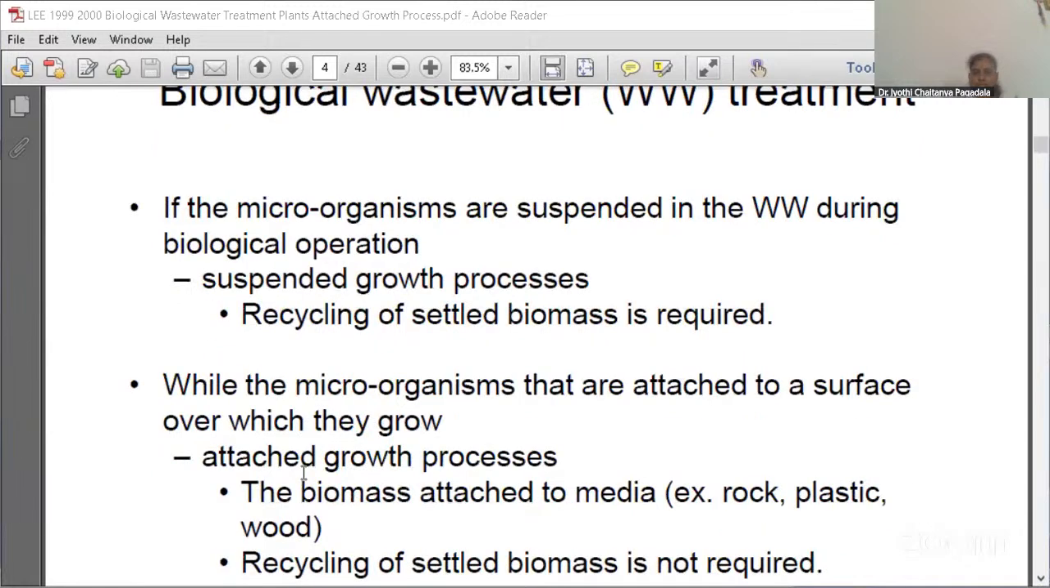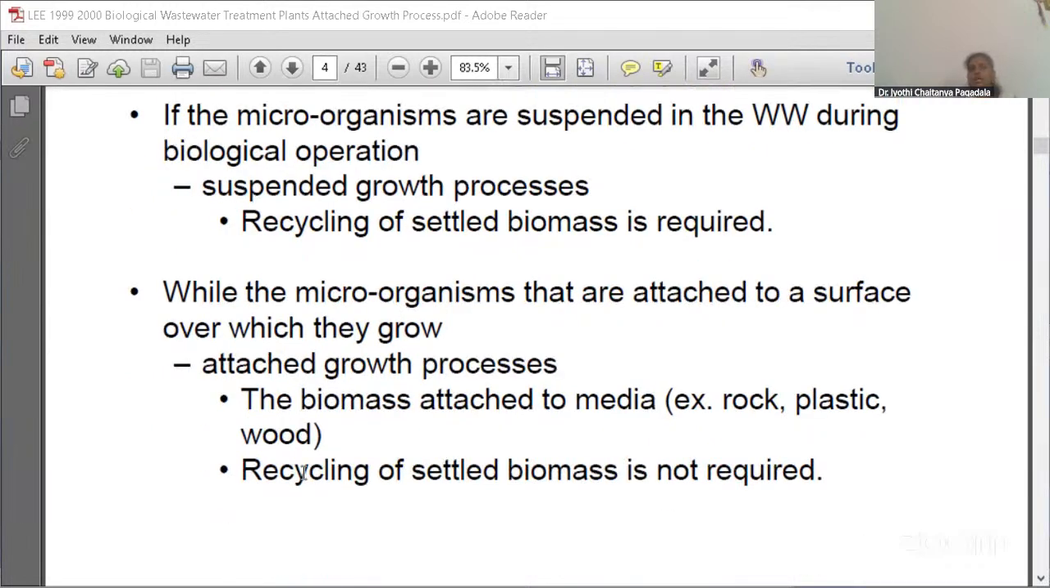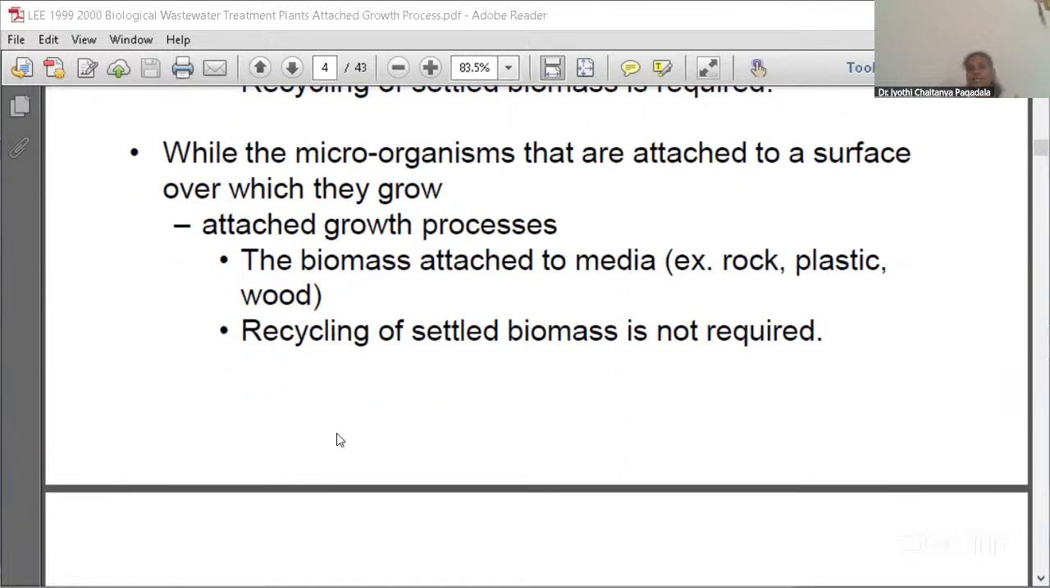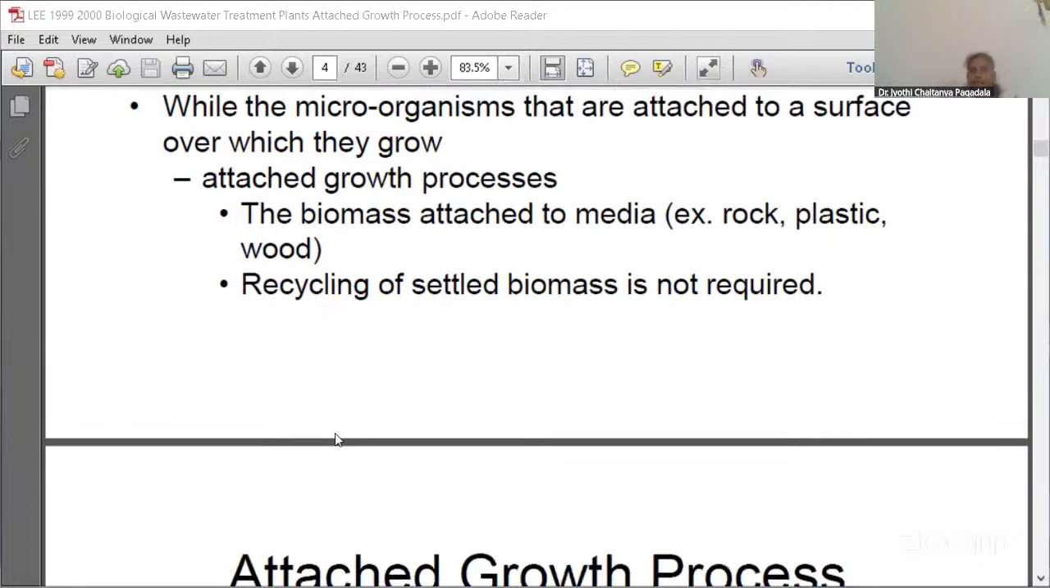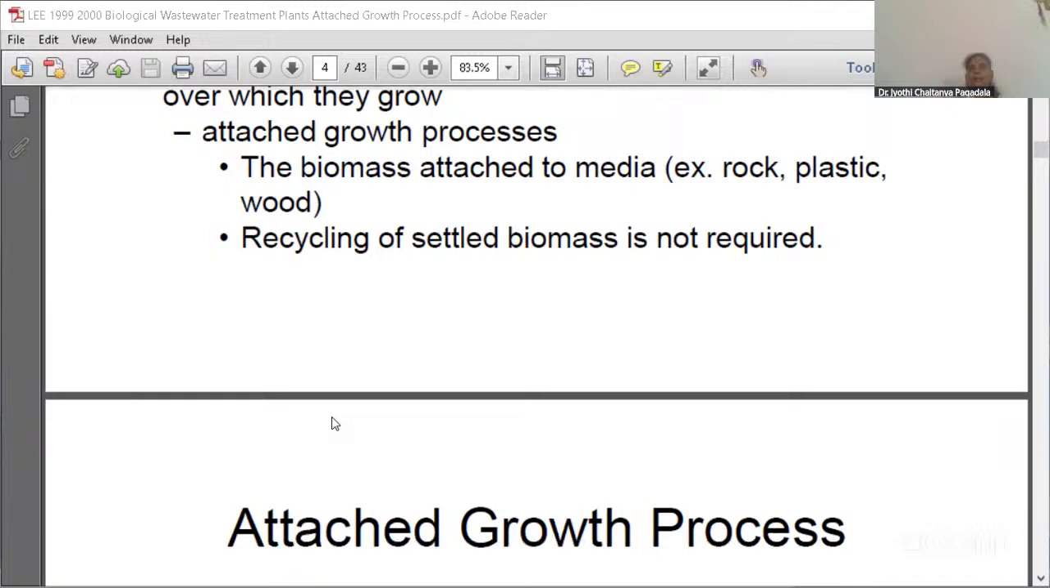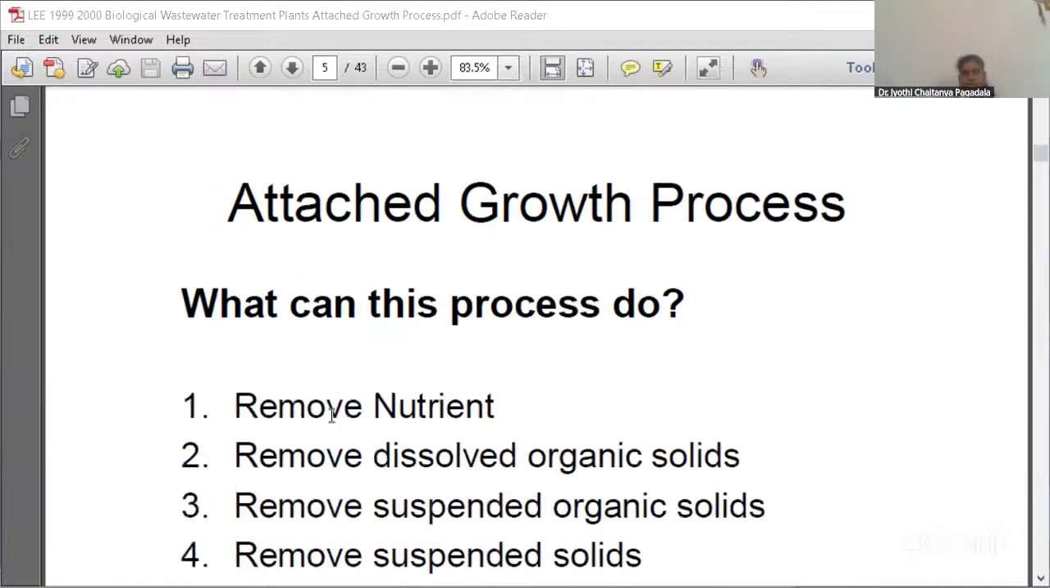As we just discussed, if the microorganisms are suspended in the wastewater during the biological operation, these are suspended growth processes, and recycling of settled biomass is required. While the microorganisms that are attached to a surface over which they grow are attached growth processes, where the biomass is attached to media such as rock, plastic and wood, and recycling of settled biomass is not required.